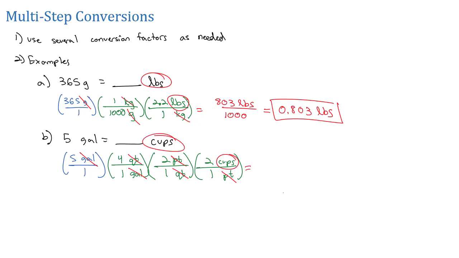So I'm ready to multiply across the top of this fraction. 5 times 4 times 2 times 2 is 80 cups. The denominator is just 1 times 1 times 1, so that's not going to change anything. So we end up with 80 cups is equal to 5 gallons. We can also use these conversion factors to make conversions that have multiple units, like miles per hour, feet per second, pounds per square inch. And that's the topic of our next video.